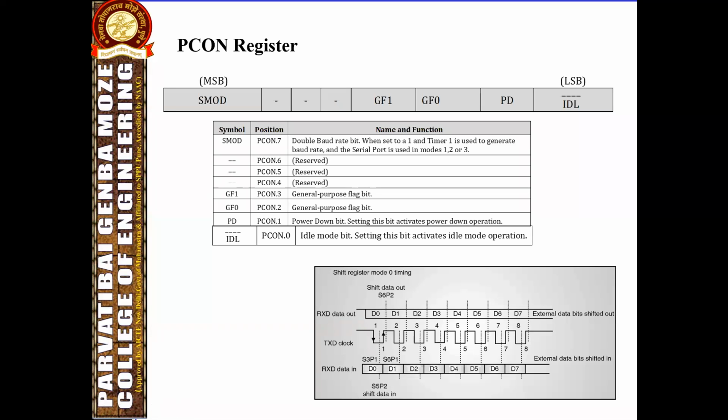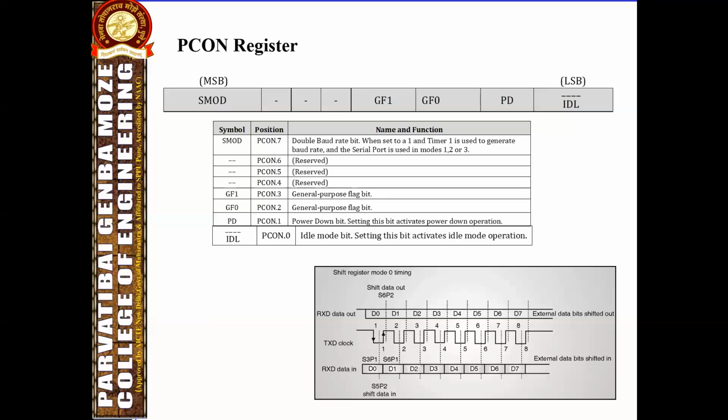Here SMOD is the 7th bit of the PCON register, which doubles the baud rate. The baud rate bit is set to 1, and Timer 1 is used to generate the baud rate, and the serial port is used in mode 1, 2, 3.